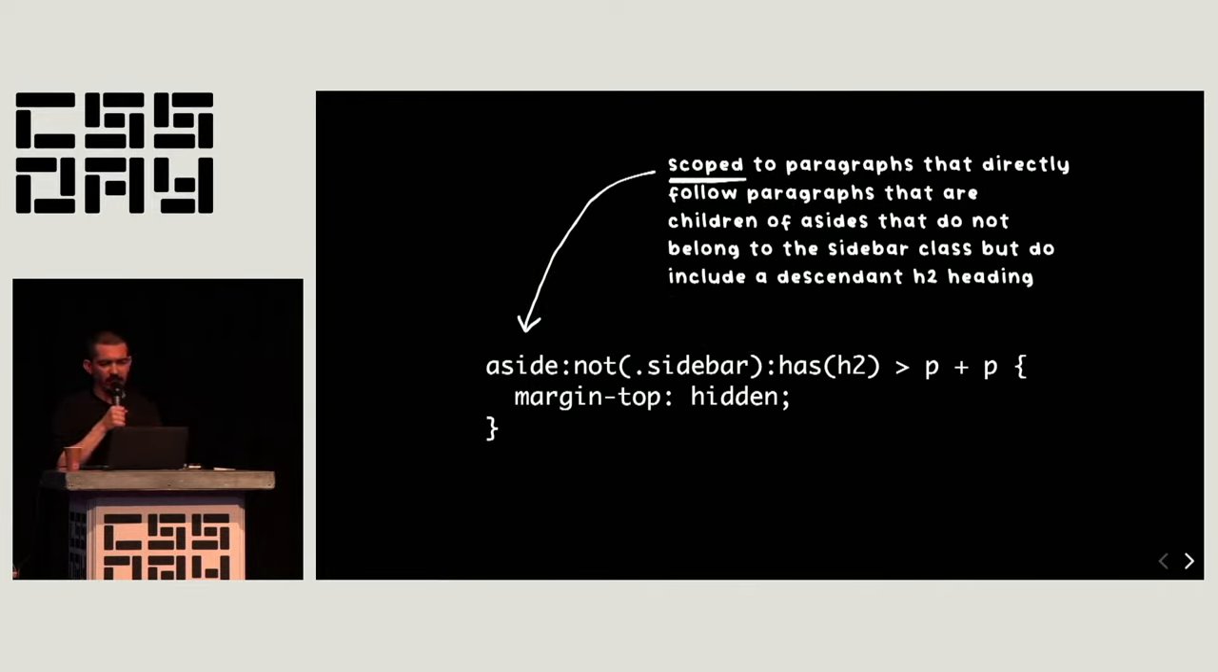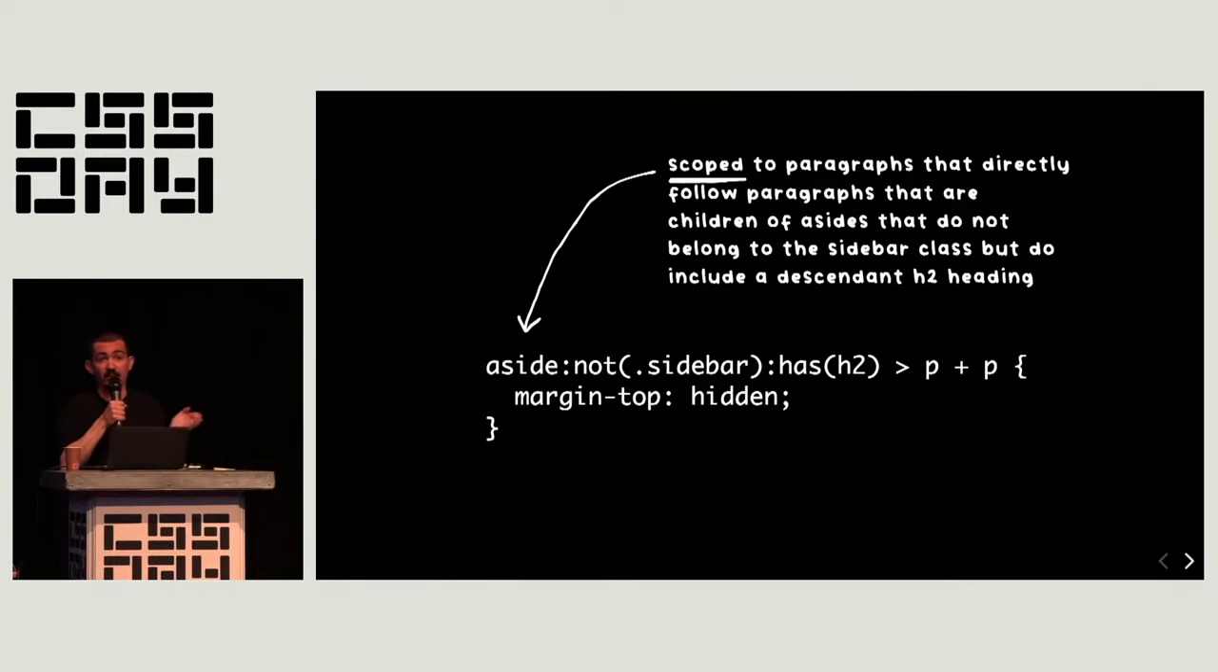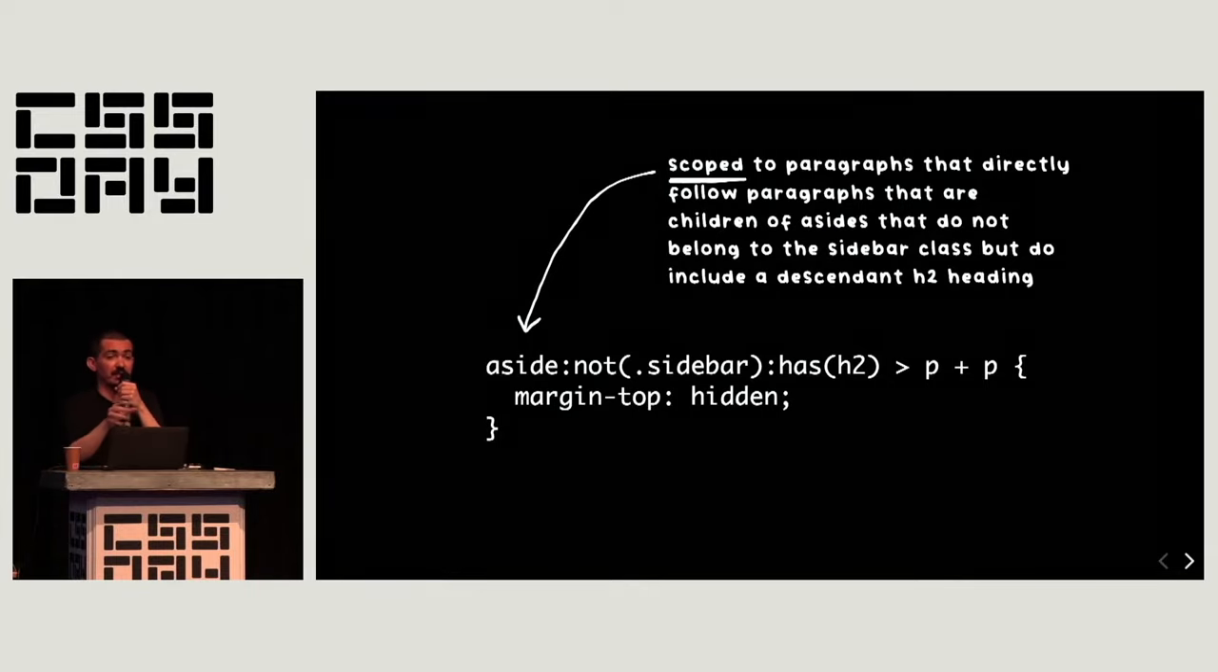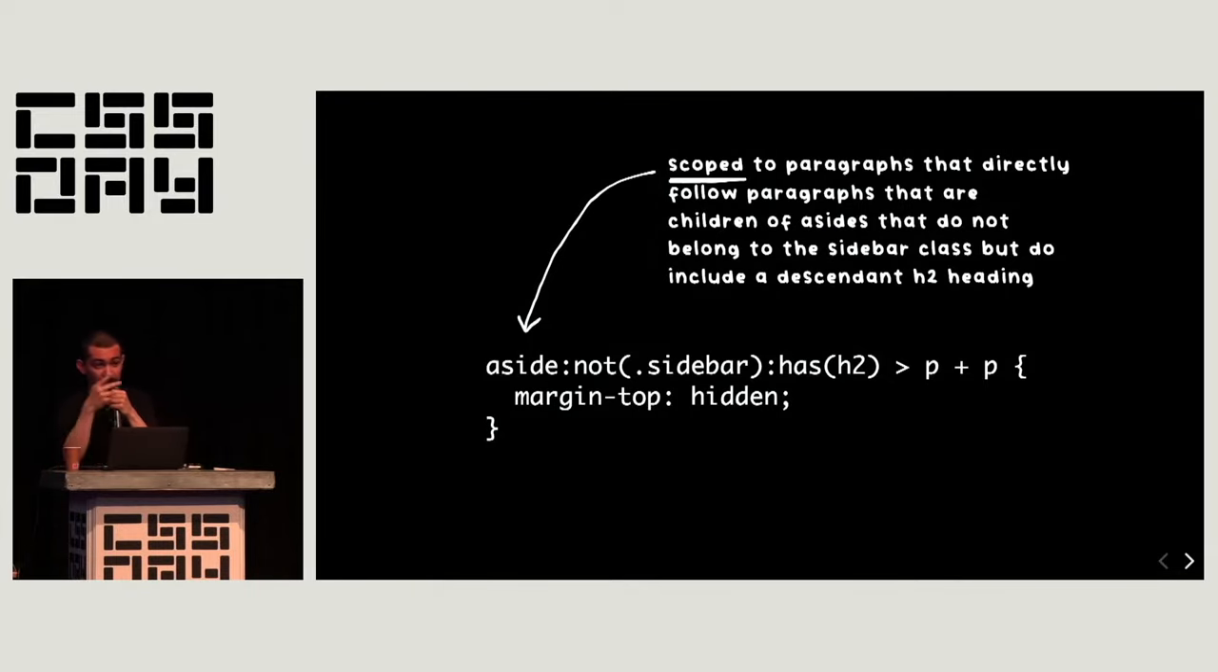This one is a little bit more complicated. Scope to paragraphs that directly follow paragraphs that are children of asides that do not belong to the sidebar class, but do include a descendant H2 heading. Actually, surprisingly, also very well supported, but it's also a form of scoping. You are scoping styles to HTML elements.